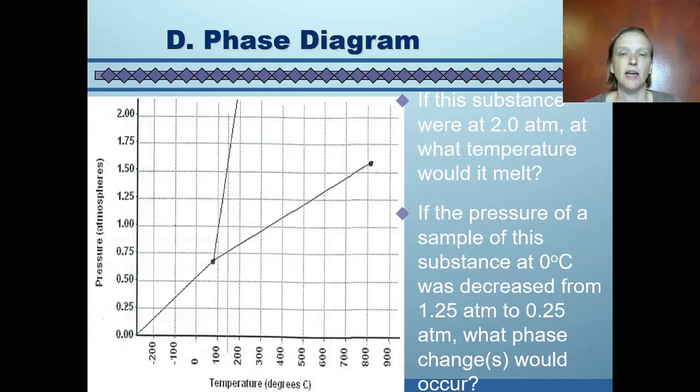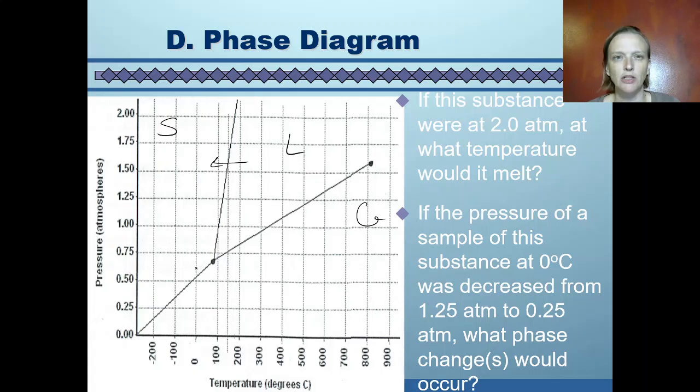This is the same phase diagram. I just squished it a bit to fit in these questions. If this substance were at 2 atmospheres, at what temperature would it melt? Okay, there are a few steps to this process. First of all, we need to remember that we have solid here, liquid here, gas here. Second of all, we need to remember that melting is going from a liquid to a solid. So we're looking at crossing this line right here.